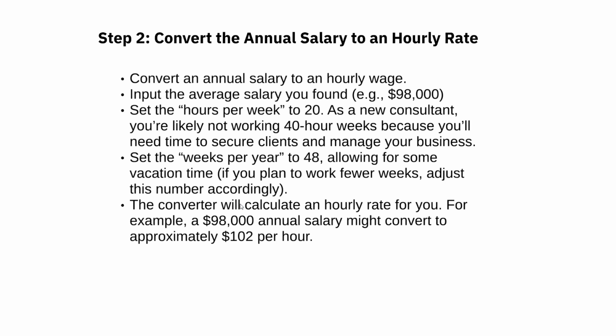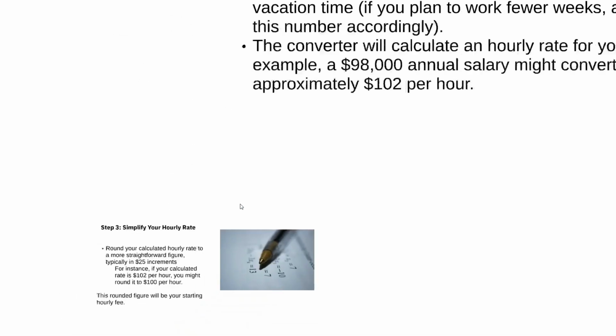Then you can use a converter calculator, and I'll link that below. You can put in this example here. You enter the $98,000 annual salary, and it might convert to approximately $102 per hour based off of the hours per week and the weeks per year. It will convert that for you.